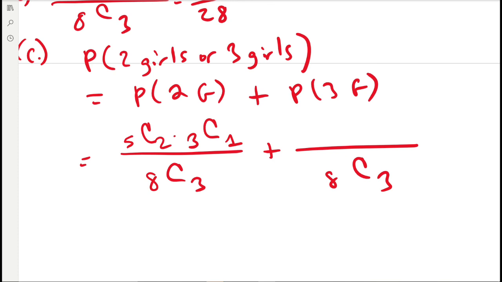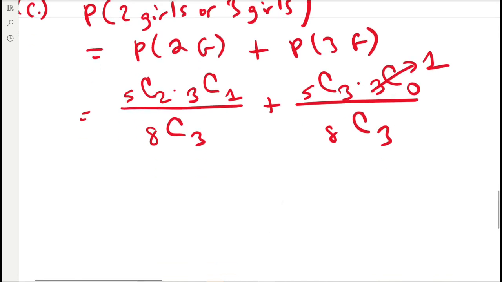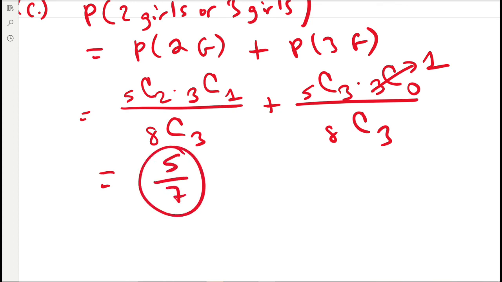And then for the three girls, well, we have five girls choosing three. And then for the boys, zero boys chosen from a group of three boys. So basically, this doesn't really matter. It's just going to be one. So we're going to calculate these two fractions and then combine them together by adding. If you did that, you're going to get 5 out of 7. So there's a pretty good chance of having two or three girls in this group.